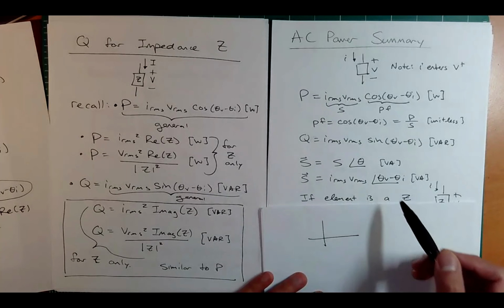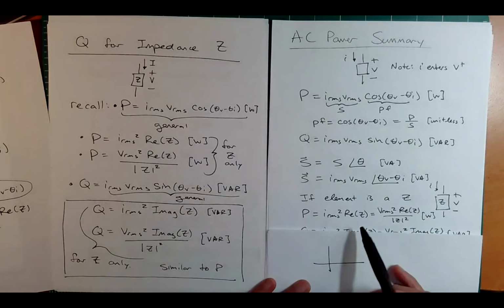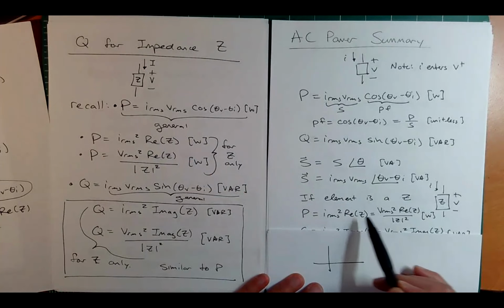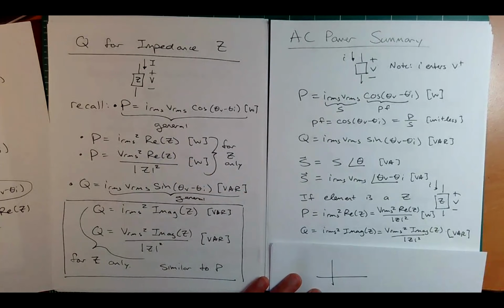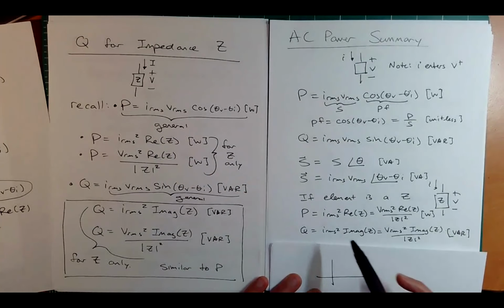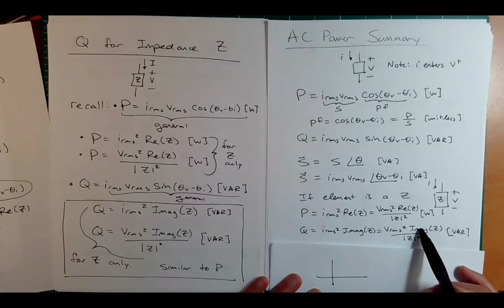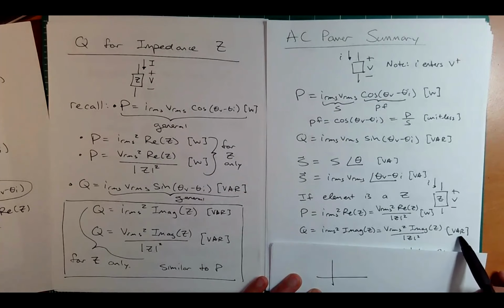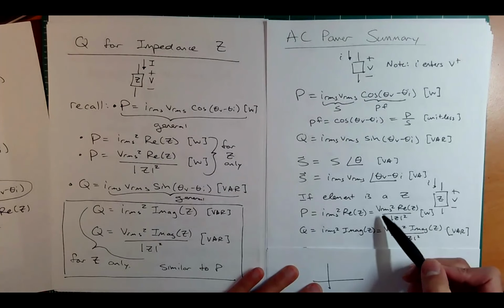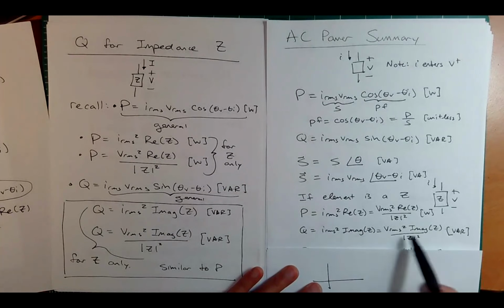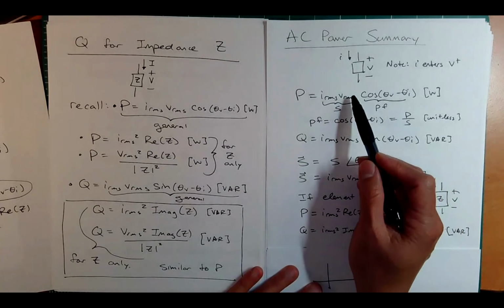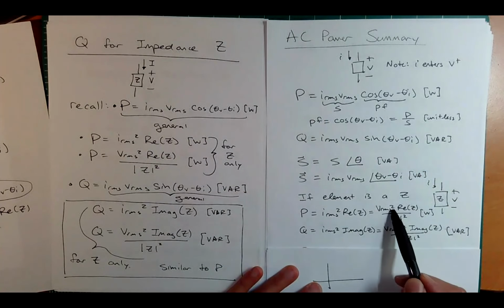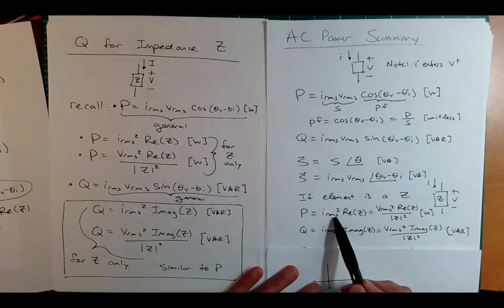Now, if an element is a Z, then we can use these two new equations: IRMS squared real part of Z, or VRMS squared real part of Z over magnitude of Z squared. If it's a Z and we want to compute the Q, you can go IRMS squared imaginary part of Z equals VRMS squared imaginary part of Z over Z magnitude squared, in VARs. Good. So these are the two new equations for Z only. And why are they nice, by the way? Here you're required to know V and I. Here you're only required to know V, but you have to know Z. Here you just need to know I and Z. Same with this one, okay?